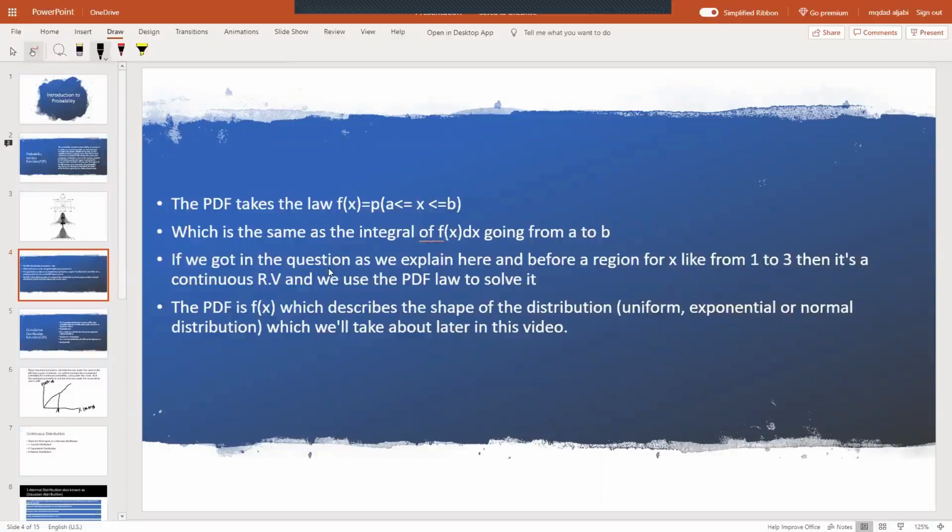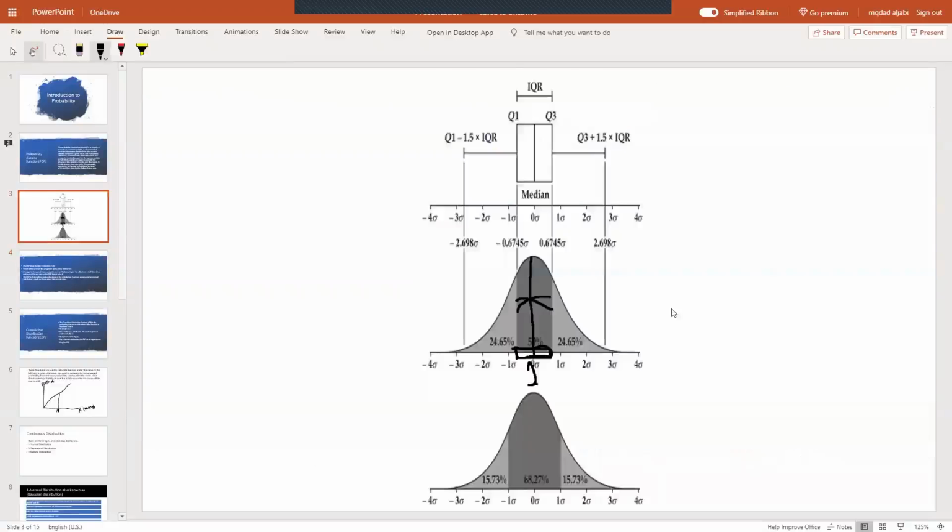If you get a question like the one we explained before, with a region for x like from 1 to 3, then it's a continuous random variable, and we use the PDF law to solve it. The question I'm talking about is the rain. How many inches? If we say exactly 2, there's no exactly 2. The probability of exactly 2 inches is 0. There's no area, there's nothing, it's 0.